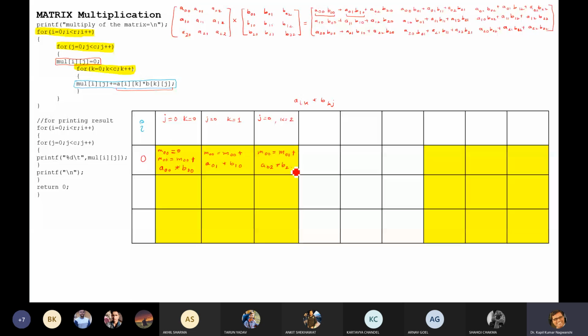Now you can see that we can also write this term differently, because every time M00 is written, M00 is written. So what is this term? This term is A00 B00 plus the whole result that is coming, and now A01, let us write.